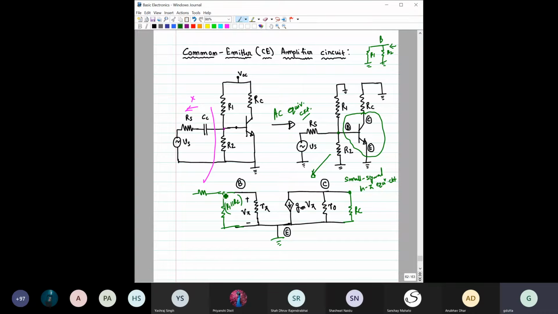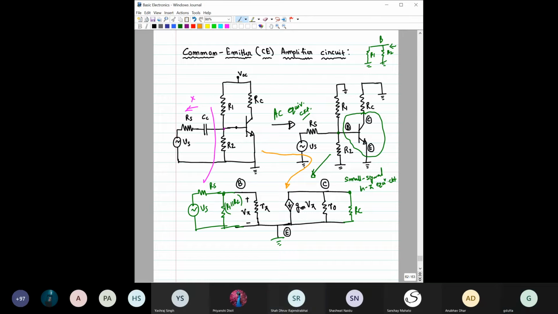That is the resistance maybe from this signal source, or you can also use, if you want, some external resistance before applying the signal to this point. And here you have this VS, right? So this is what the equivalent circuit would look like. Is there any doubt about how we are getting from this total circuit to this AC equivalent circuit, and then the small signal equivalent circuit?